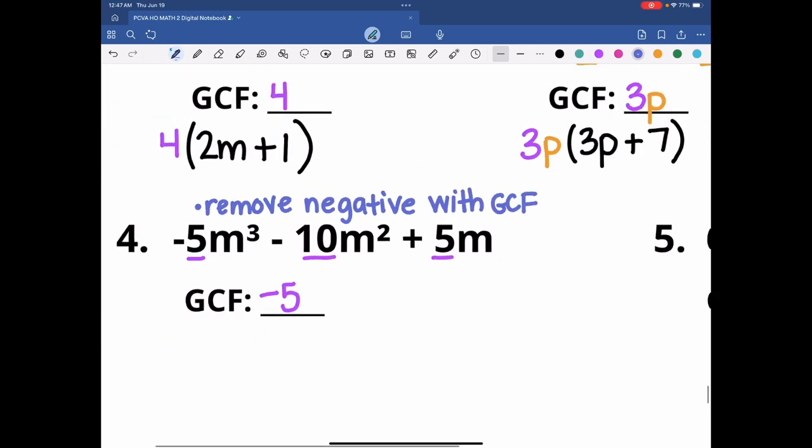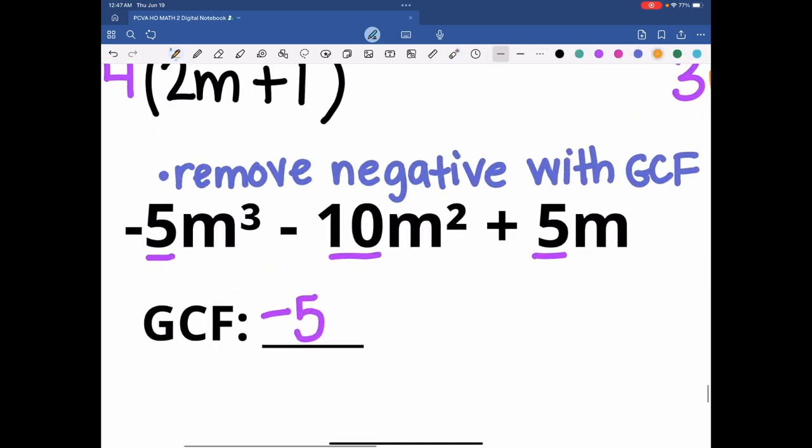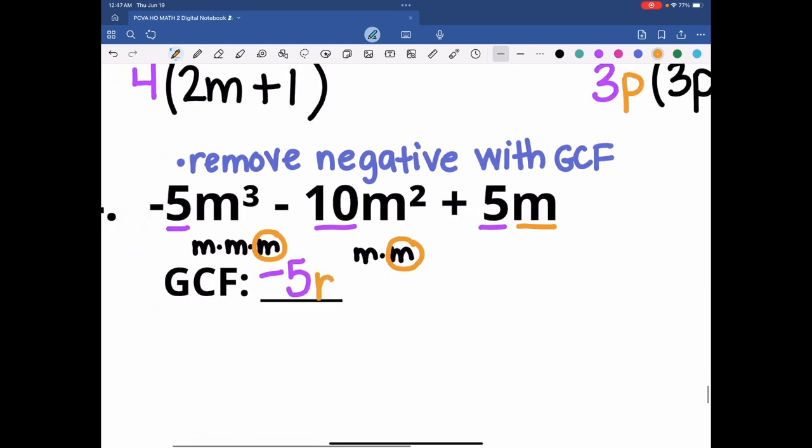Okay, so whenever I have a leading coefficient that's negative, I'm going to take that out with the GCF. Then I have 3 m's here, because it's m to the third power. I've got 2, and then I've just got 1. So I'm going to take 1 m out of all 3 terms. So my GCF is going to be negative 5m.